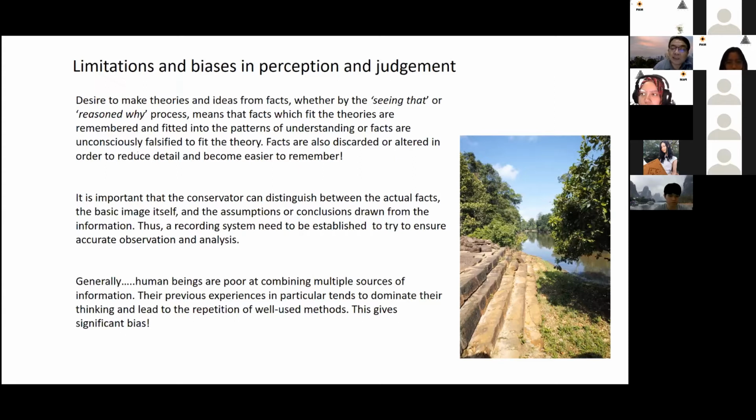So it's a duty, a job of the conservator to actually do the study, or historian, archaeologist as well, to understand what they were there at the time. Then you make a statement to them. Yeah? So look at the last paragraph. Generally, human beings are poor at combining multiple sources of information. Their previous experience in particular tends to dominate their thinking and lead to the repetition of well-used methods. This gives significant bias. This is what I was explaining earlier.